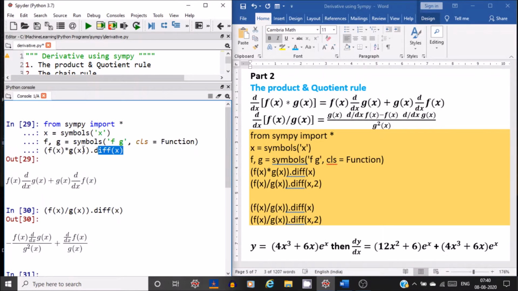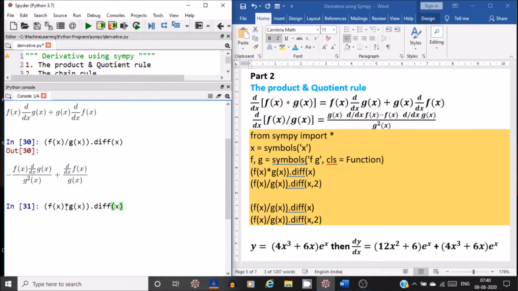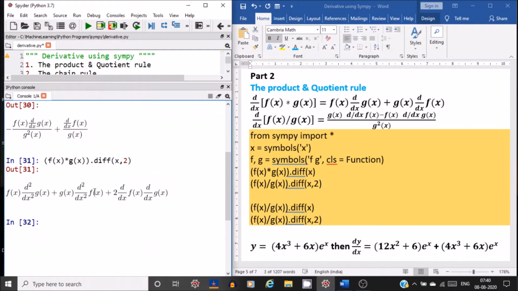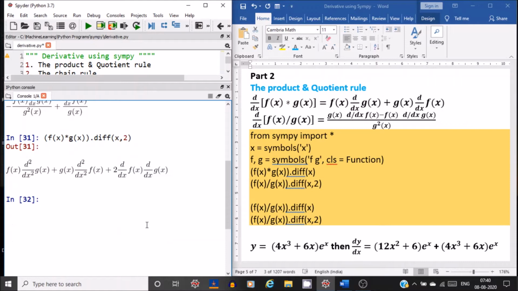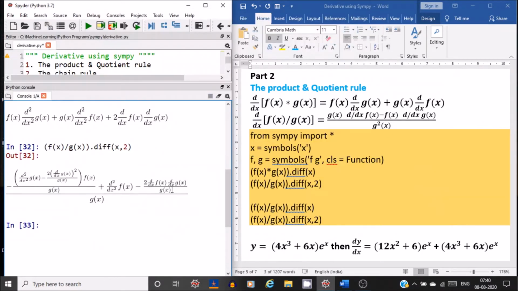Now this is our differentiation of the product of these particular functions with respect to x only. If you want the double derivative, we have to write a comma 2. Now if you execute it, this is our second derivative of the product f(x) into g(x), so this is d2y by dx square of the multiplication of these two functions. Similarly, we can implement the quotient rule for the second derivative. If we put a 2 and execute it, you can see this is the result. Okay, and we can exit.